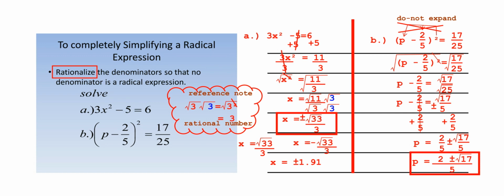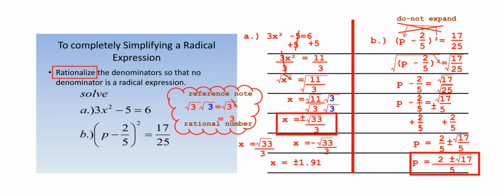That is my exact value solution. I'll leave it up to you if you want to give your approximate decimal solution, but keep in mind, you split this up into two equations, one where you say 2 plus square root of 17 divided by 5, and the other one you say 2 minus square root of 17 over 5. And you're going to end up with two solutions.